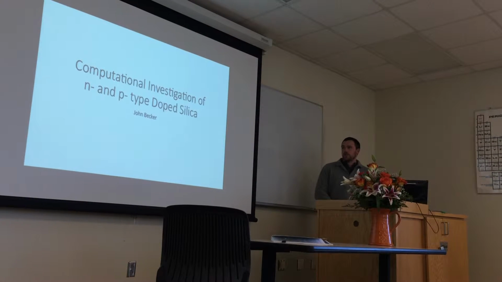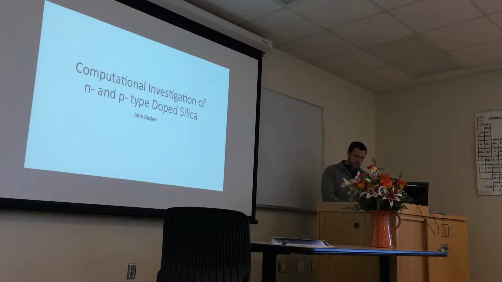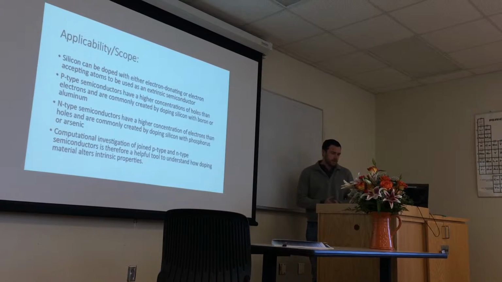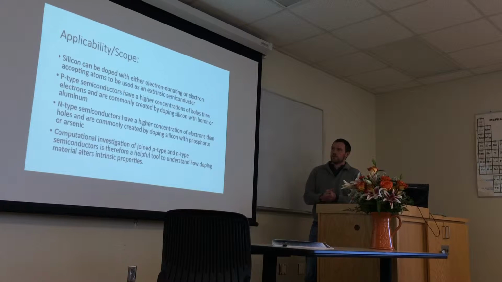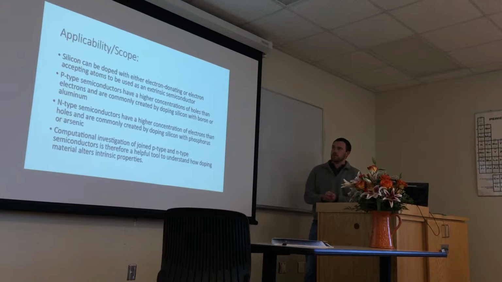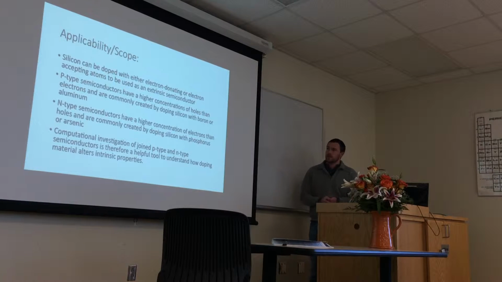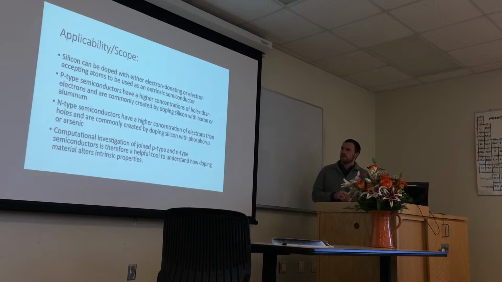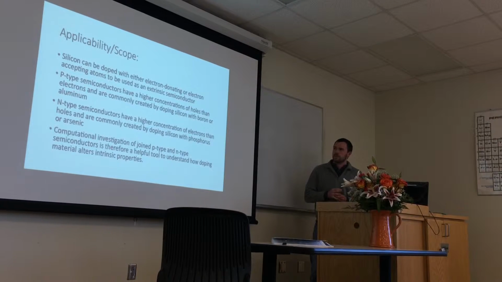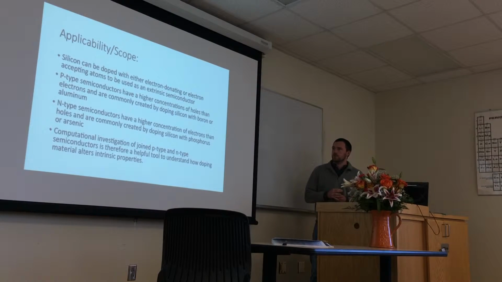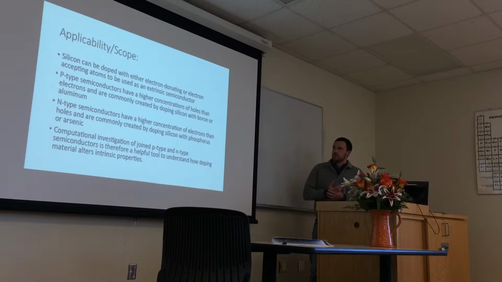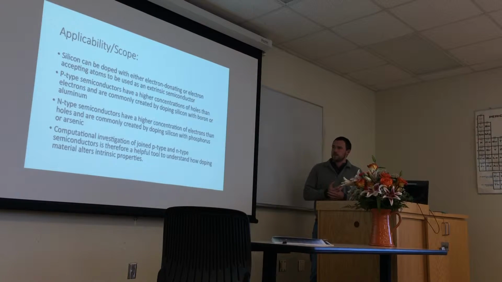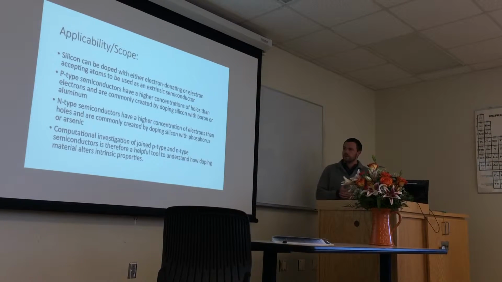So I did a computational investigation of N and P-type doped silica. The applicability of this is that silica can be doped either with electron donating or electron accepting atoms to be used as extrinsic semiconductor. P-type semiconductors have high concentrations of holes that cause them to draw electrons, and those are usually doped with either boron or aluminum, and N-type semiconductors have higher concentrations of electrons, and those are usually created by doping with phosphorus or arsenic.